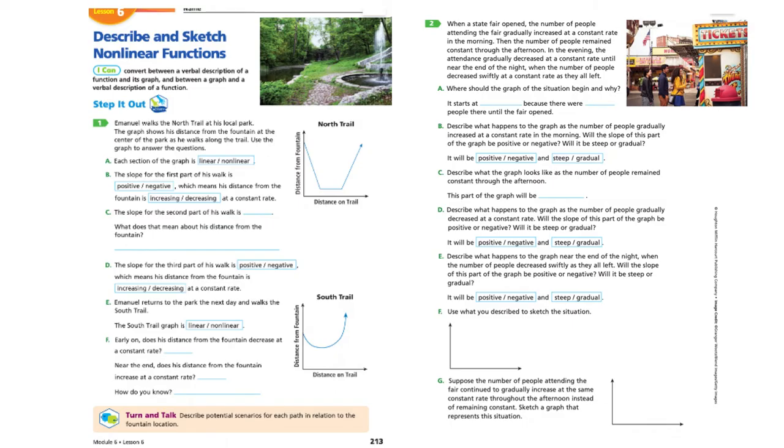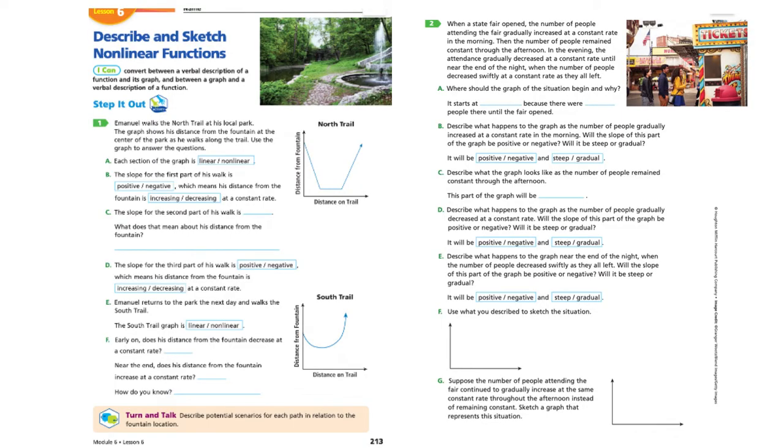So work on those, pause the video, work on those questions. You can also do this turn and talk. Describe potential scenarios for each path in relation to the fountain location. So think about, you could even draw a picture maybe of what the park might look like with a fountain at the center and the different trails. So you could work on that as well. So pause the video, work on number 1, and then we'll go on to number 2.